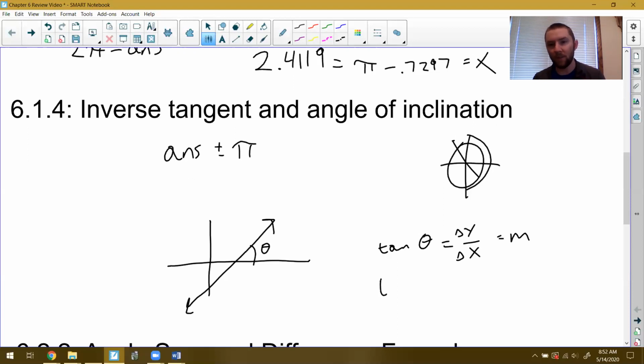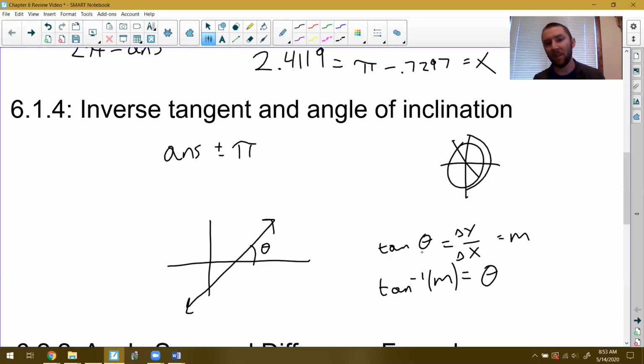So if we do the tangent inverse of the slope, that will give us the angle of inclination. Okay, so we can take the slope and find the angle of inclination using tangent inverse. We can take the angle of inclination and find the slope of the line by using tangent.